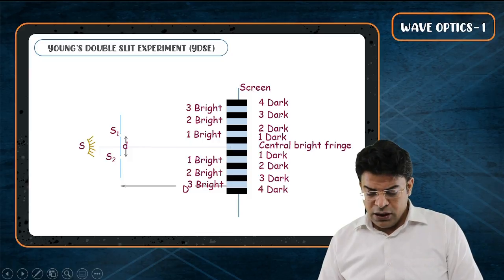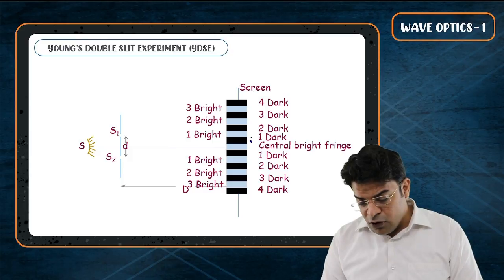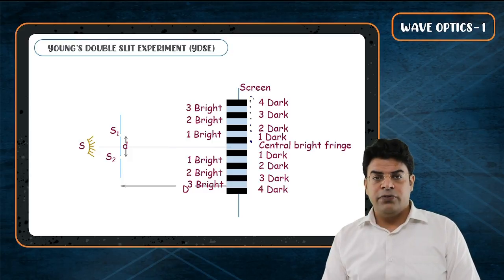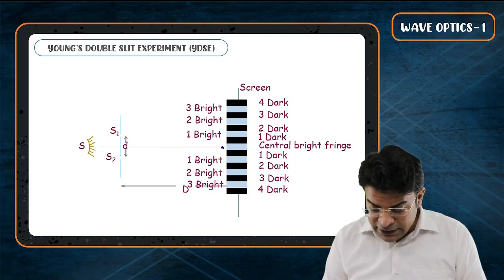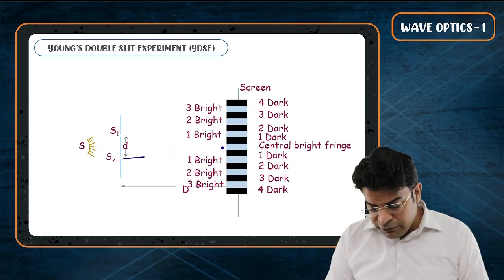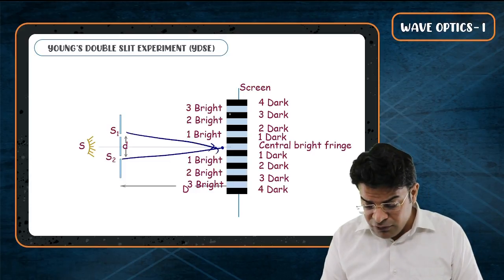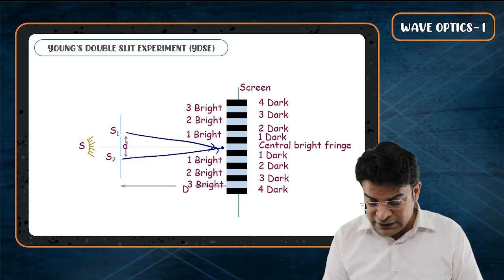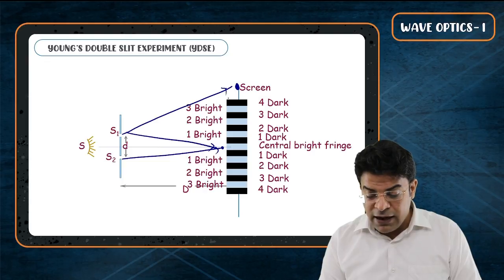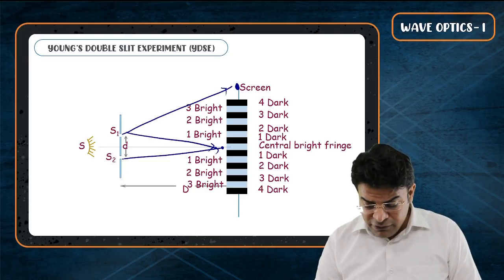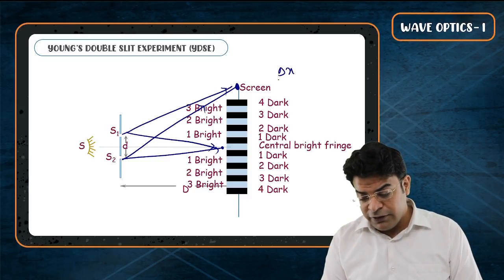Now, bachcho, why do we find this pattern? Because as we move on the screen at different points, there is different path difference. Central bright is the place for which both the waves coming out of both the slits have to travel the same distance. But if you think of any other point on the screen, let's say some point here, the wave coming out of the first slit will have to travel less, while the wave coming out of the second slit will have to travel more. Hence there will be a path difference.